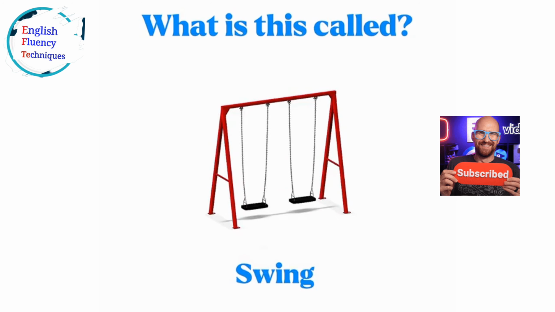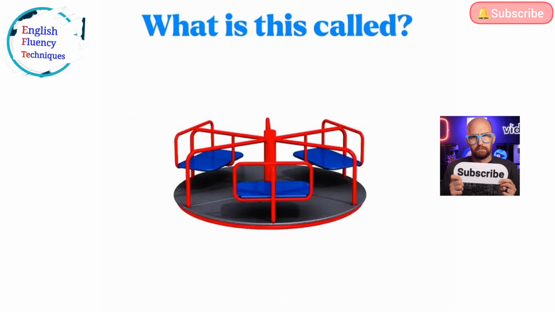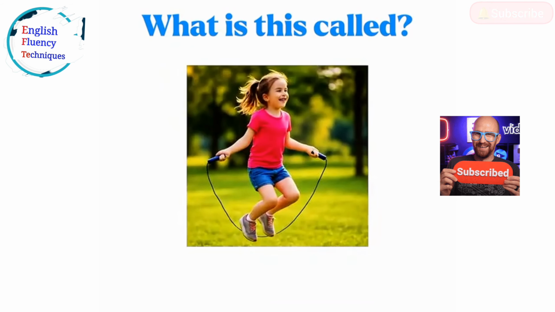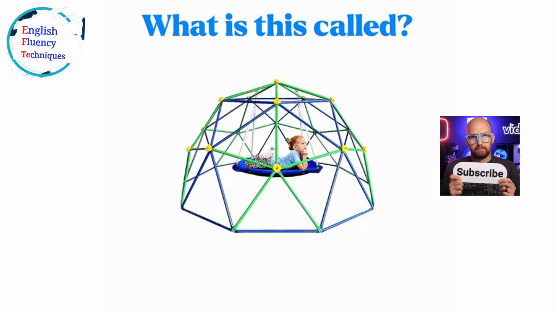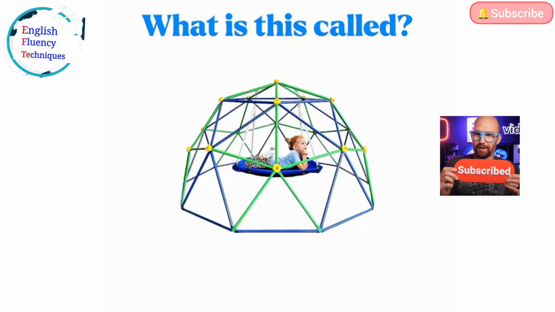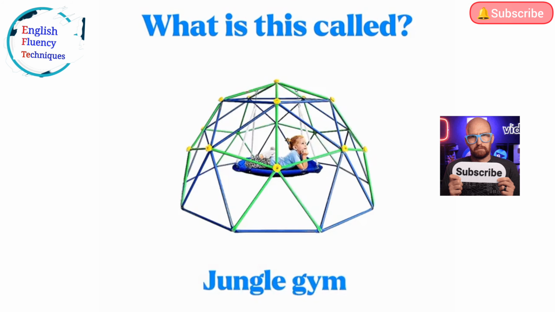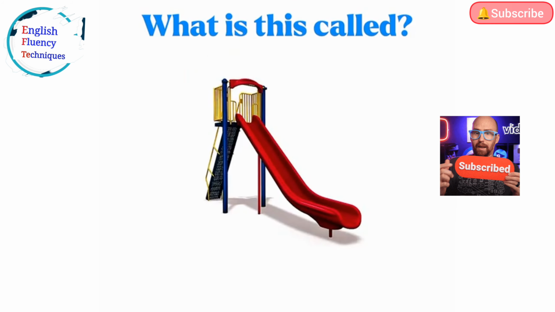What is this called in English? Swing. What is this called in English? Merry-go-round. What is this called in English? Jump rope. What is this called in English? Jungle gym.